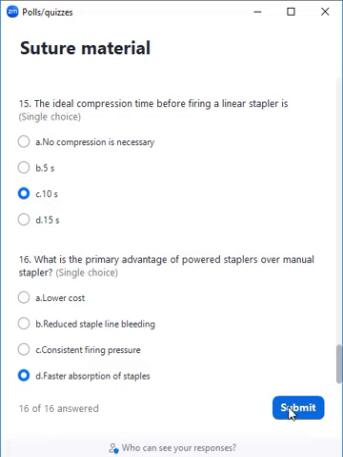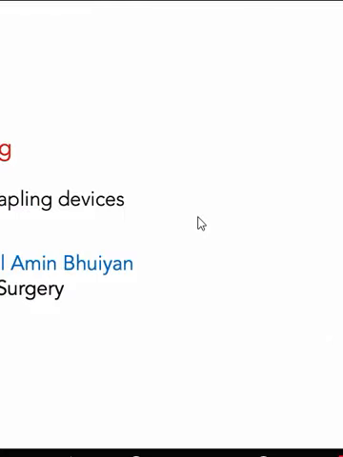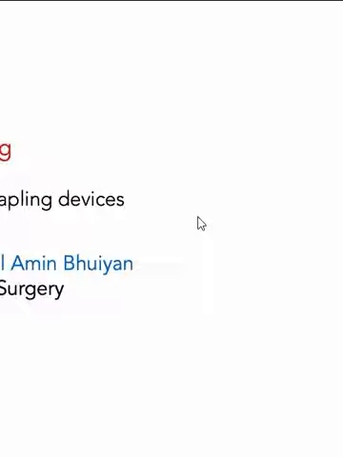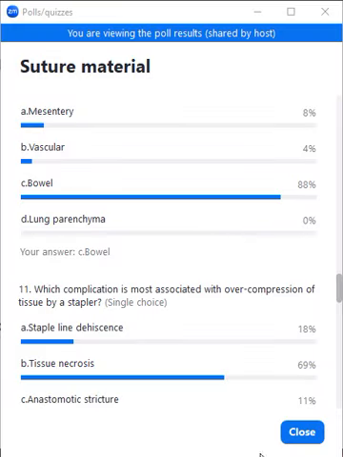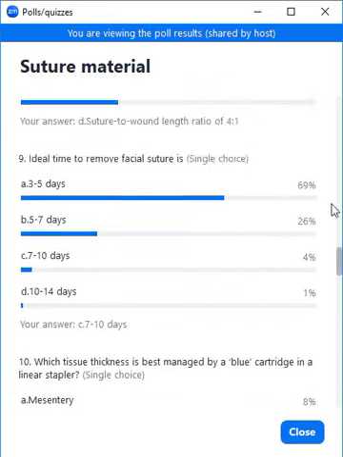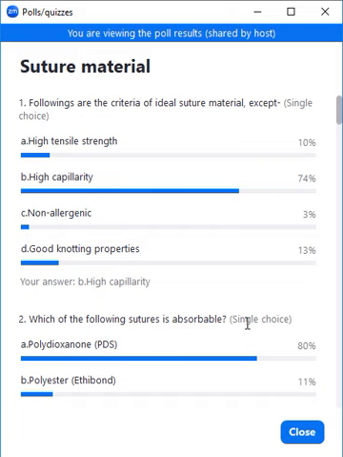One minute more. Option A, high tensile strength. Option B, high capillarity. Option C, non-allergenic. And option D, good knotting properties. High tensile strength, non-allergenic, and good knotting properties are all properties of an ideal suture material, except option B, high capillarity. 74% students answered correctly.